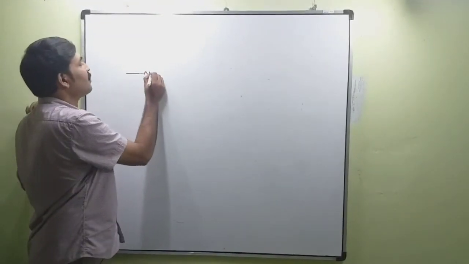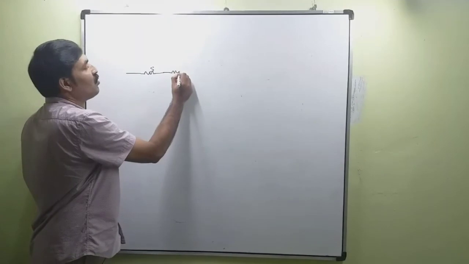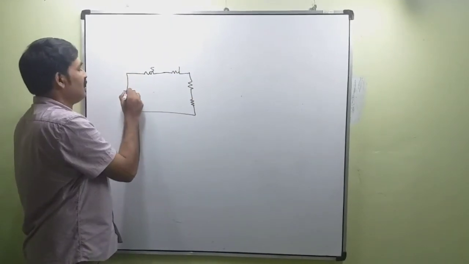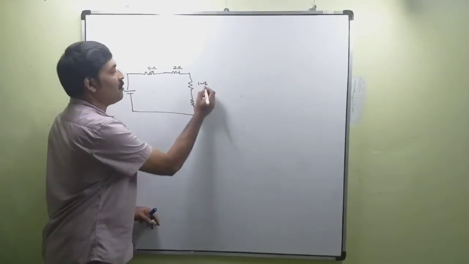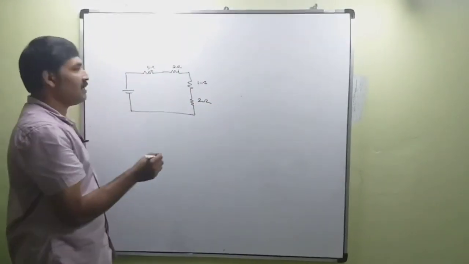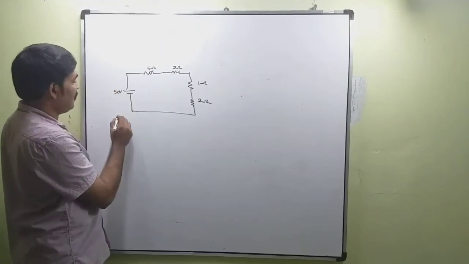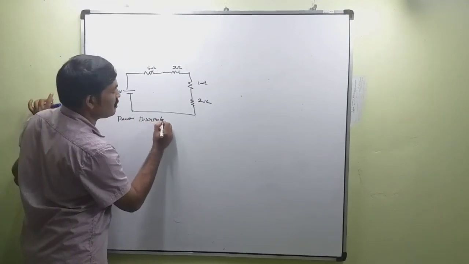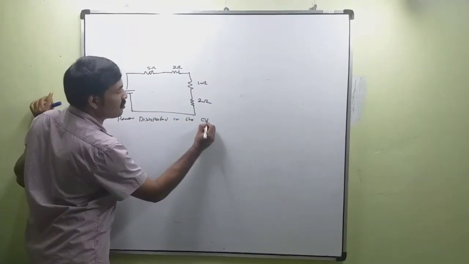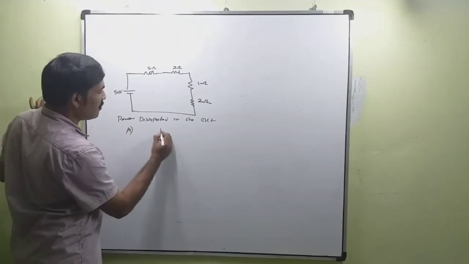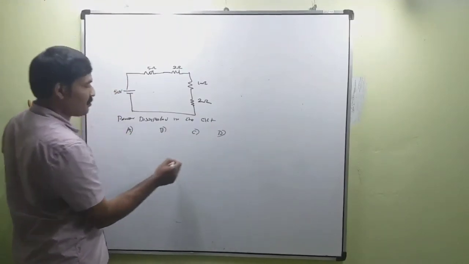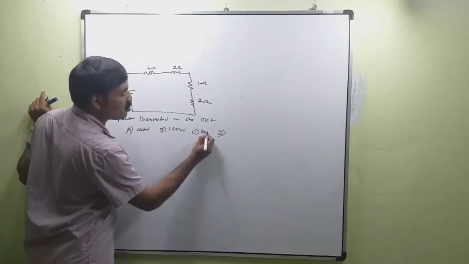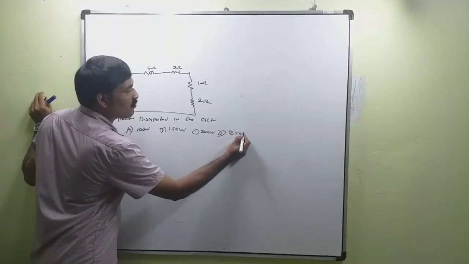Now consider a circuit with resistances 5 ohm, 1 ohm, and another 2 ohm, and a voltage source of 50 volt. Then find the power dissipated in the circuit, and the choices given are A, B, C, D: 100 watts, 150 watts, 200 watts and 250 watts.